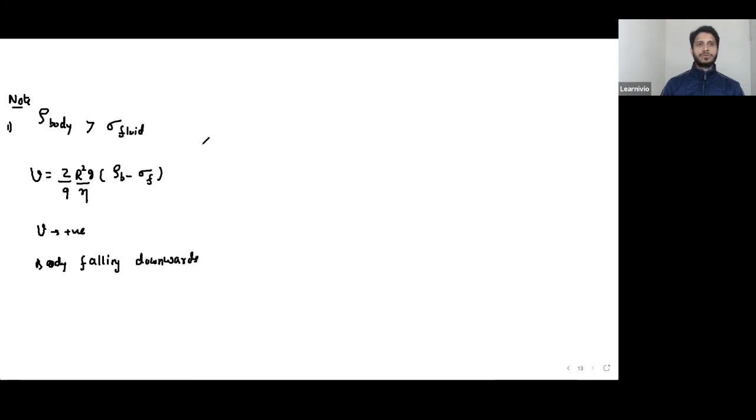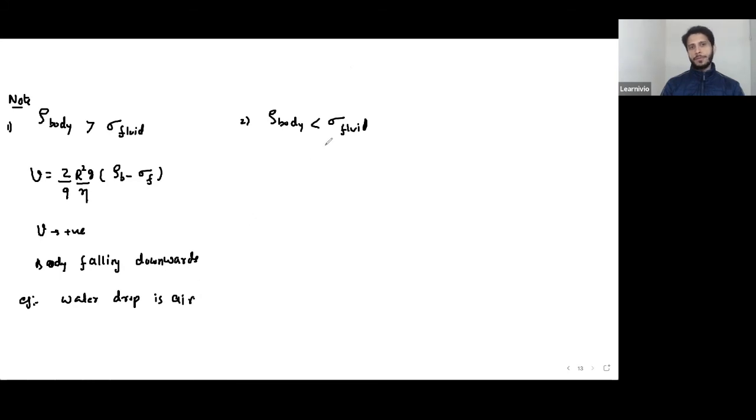Second, if the density of body is less than the density of the fluid. The example of this is water drops in air. So the water drop is the body, its density is that of water, which is around 1000. And the fluid is air. The density of air is less than that of water, around 1.29.